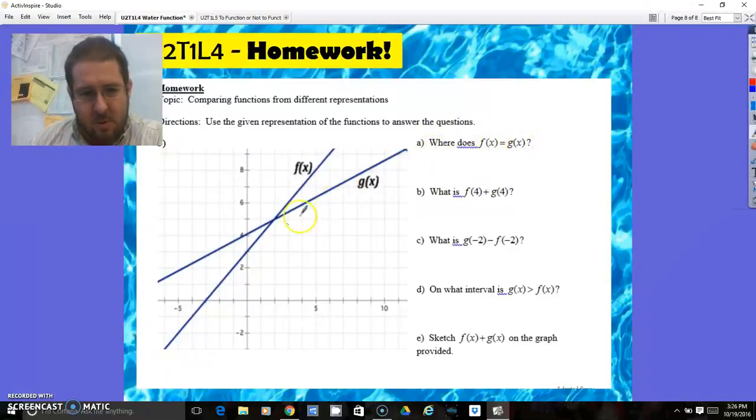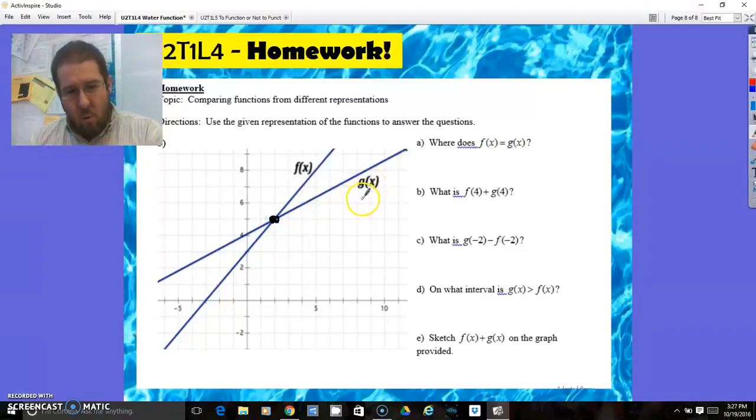Where does f of x equal g of x? Well, they equal right here. If it had said when, or what value of x, that means when, then the answer would have been 2. But since it says where, the answer is (2, 5). That's where they intersect.